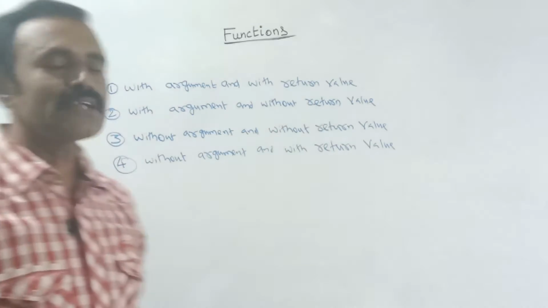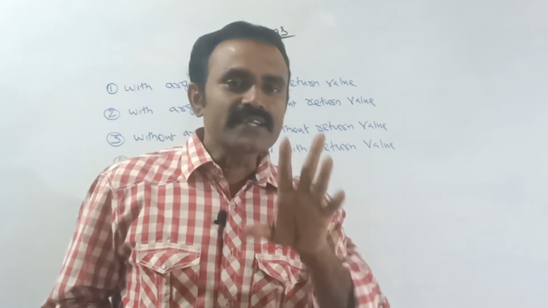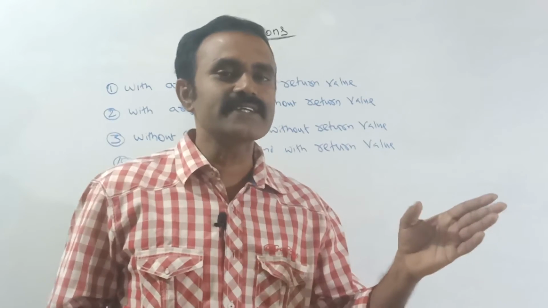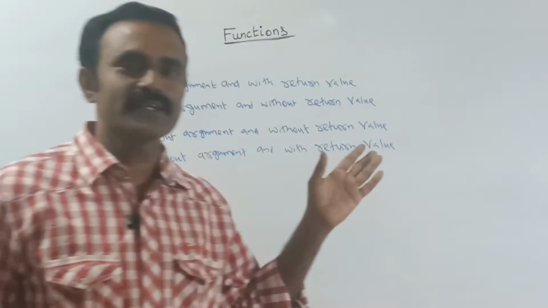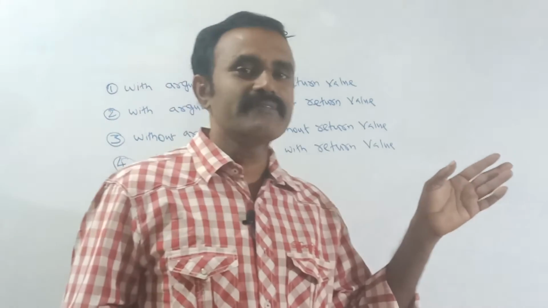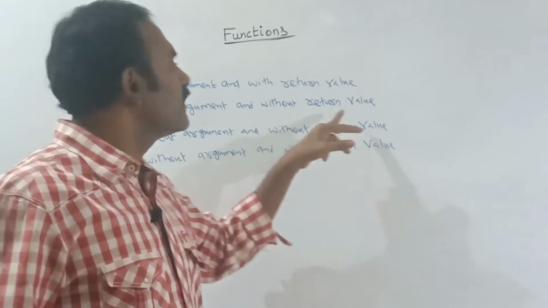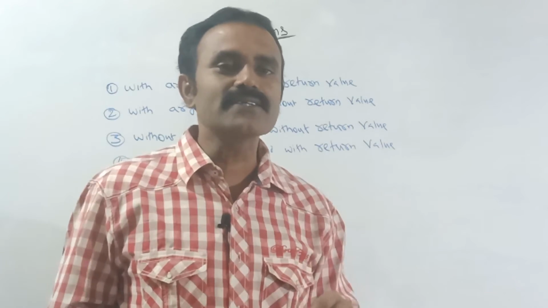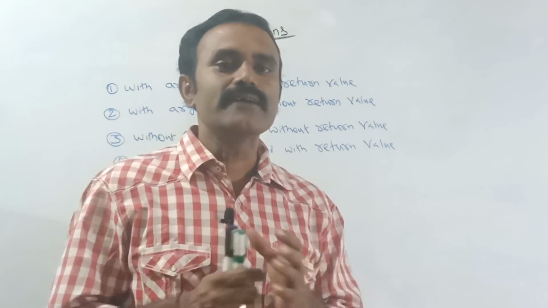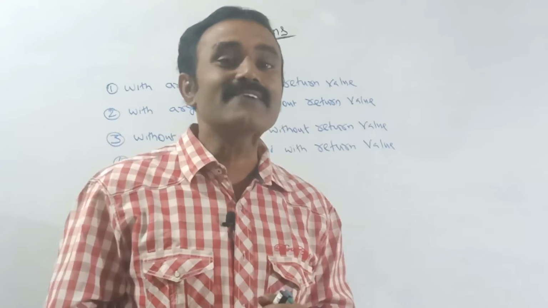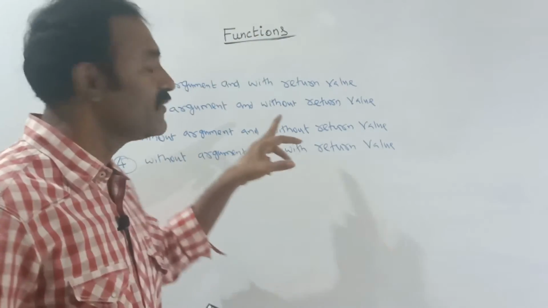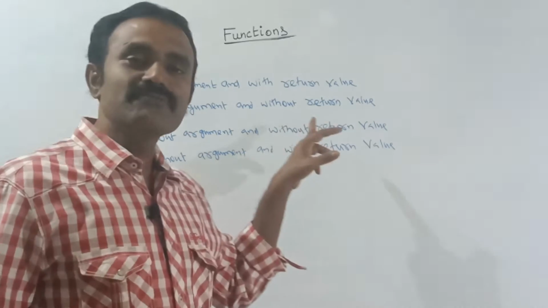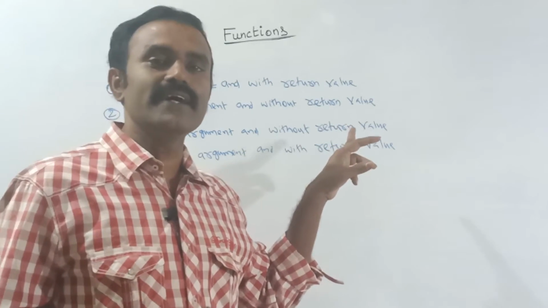Without return value, we have already seen. With return value means we should declare that function as integer, float, or double, some data type. Without return value means we should declare that function as void, because void doesn't return any value. The function which has return type as void will not return any values.